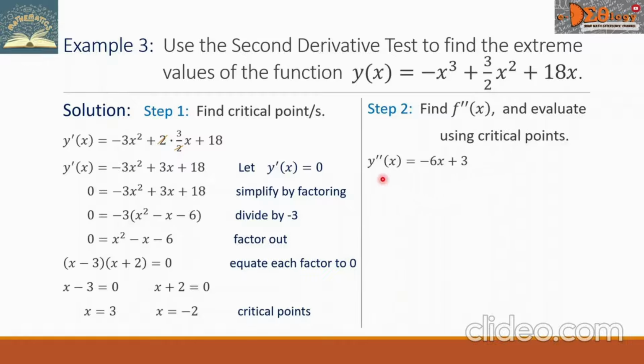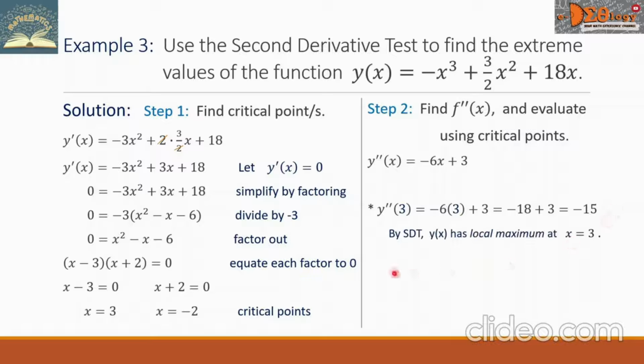Let us now evaluate the second derivative using the first critical point. So we have y double prime of 3. This is our function. So it becomes negative 6 times 3, then plus 3. The product, negative 6 and 3, will be negative 18, then plus 3. So we have negative 15. So we have a negative value here. By second derivative test, the function y of x has local maximum at x equals 3.